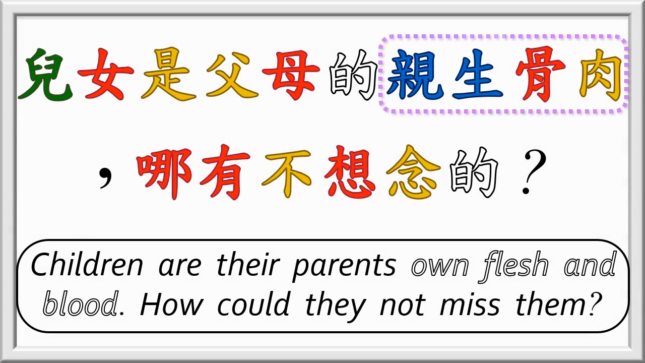As we saw earlier in the phrase 骨肉亲人, one's own flesh and blood, a similar phrase is 亲生骨肉. 儿女是父母的亲生骨肉，哪有不想念的? Children are their parents' flesh and blood. How could they not miss them?